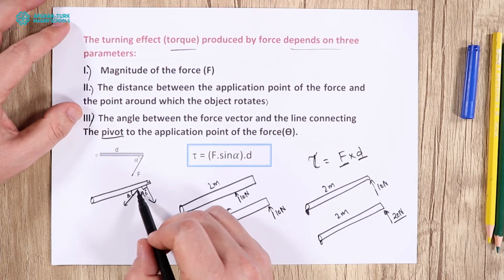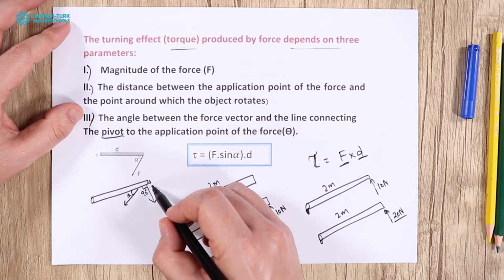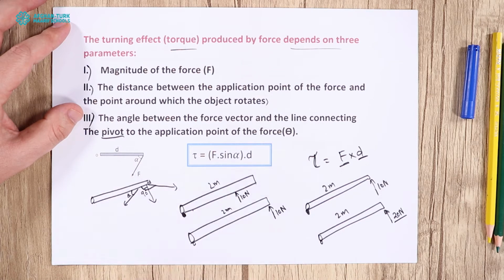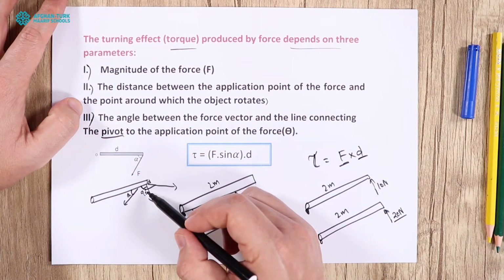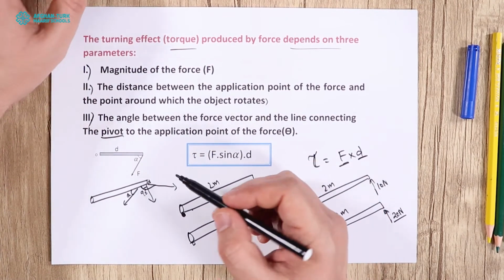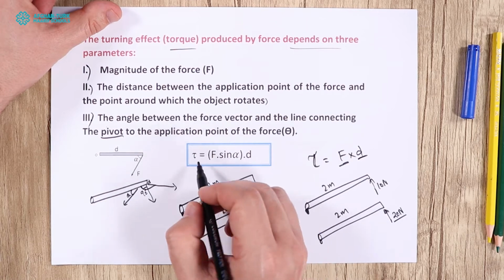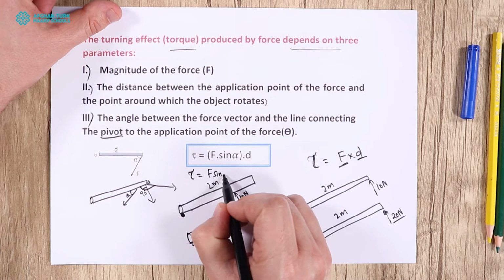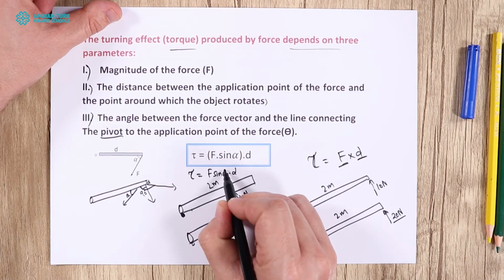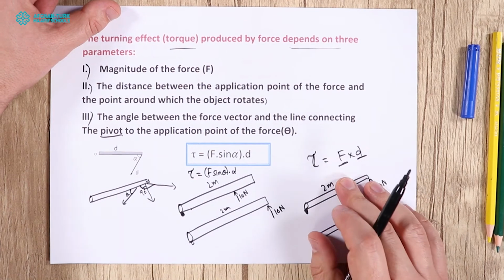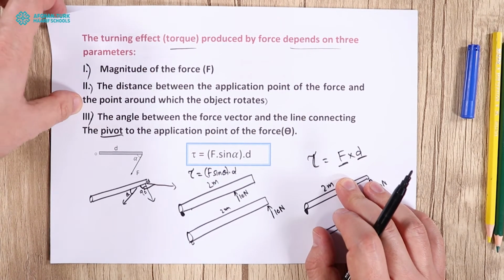But if the angle decreases from 90 or increases from 90, what does that mean? Like this one is the increase and this one is the decrease. So when it is more than 90 or less than 90, the turn is also affected. In this case we can use this formula: T is equal to F sine theta times distance, meaning this angle multiplied by this force. So these are the three parameters or properties of the torque.